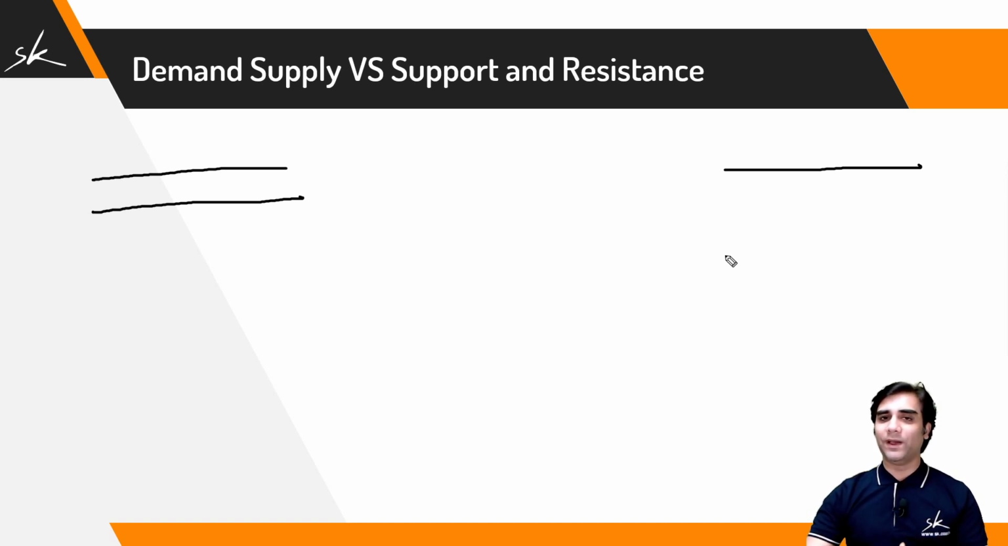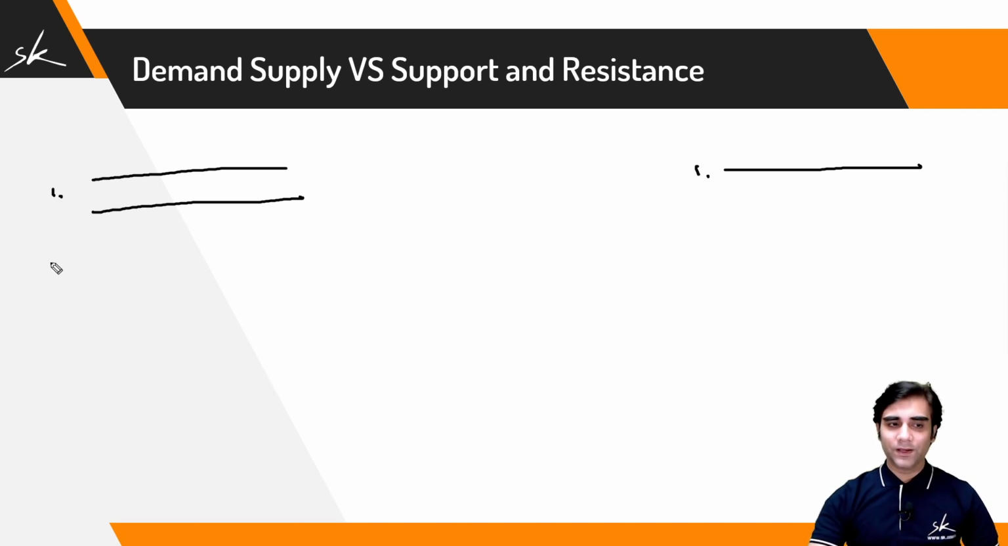Once resistance is violated, it can act like support, right? So this was the very first difference, which is in demand and supply, we have a zone. In support and resistance, you just have a line. The second difference I was talking about is that in support and resistance, your resistance becomes support after violation, and your support becomes resistance after violation.